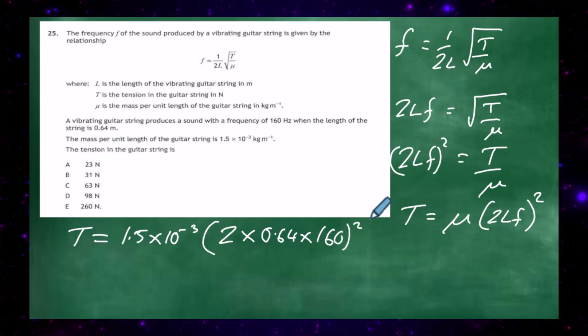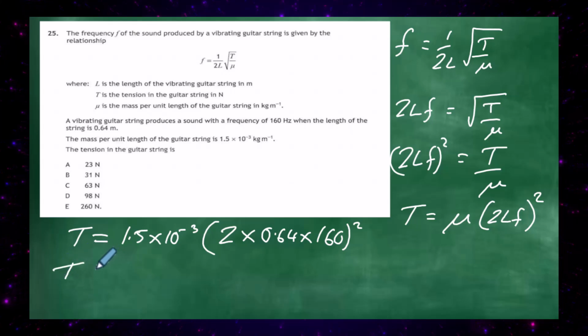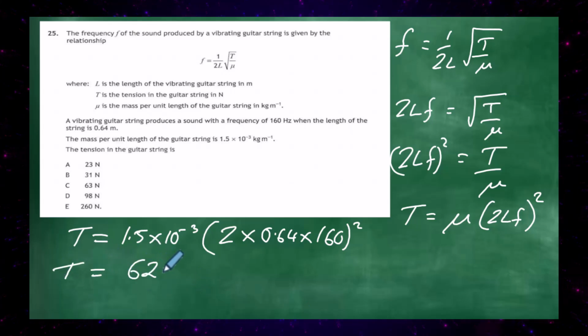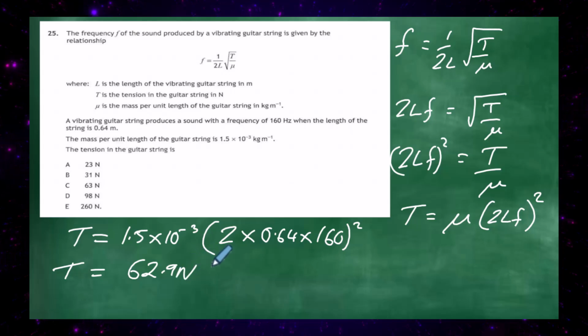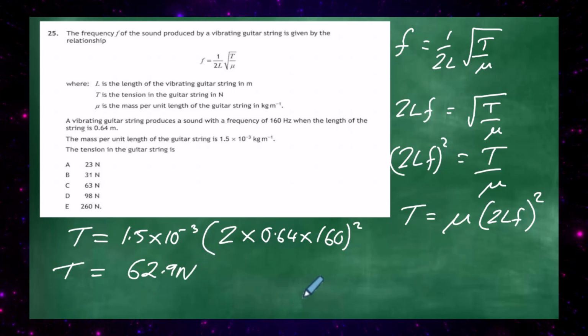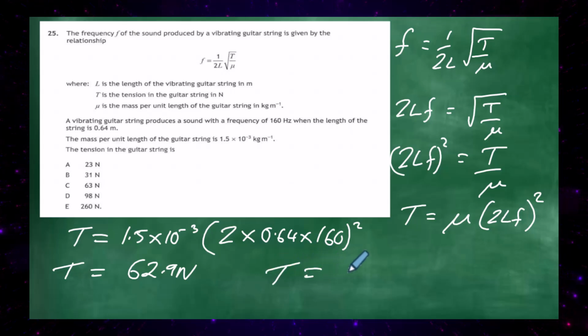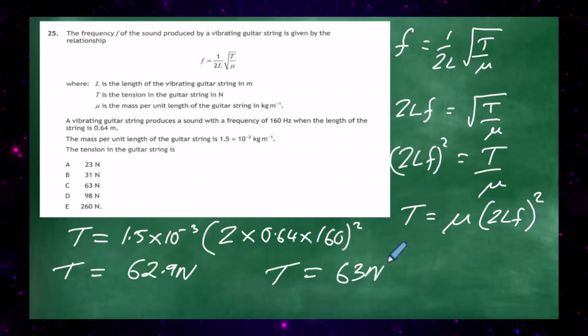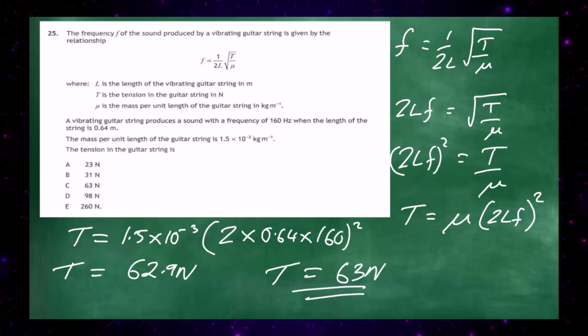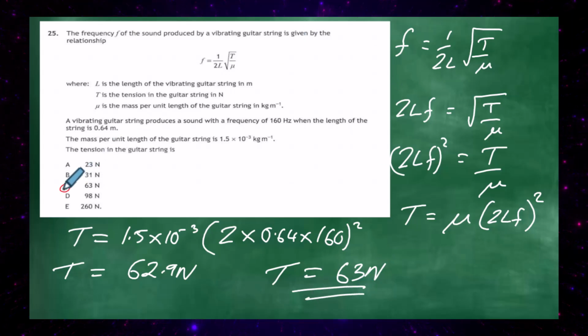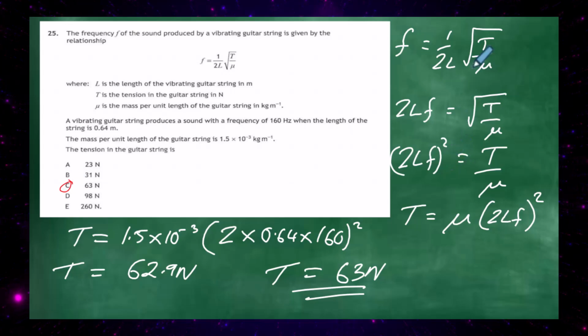So it boils down to a calculator problem, and you just plug those numbers into your calculator, and we end up with a value of the tension of 62.9 newtons. Now we can round that to two significant figures because that's what we've been using all throughout the question, and therefore we find the tension T to two significant figures is 63 newtons. So we're looking for that in our response, and we have an answer here of C, and that ends paper 1 of the 2026 Higher Physics.